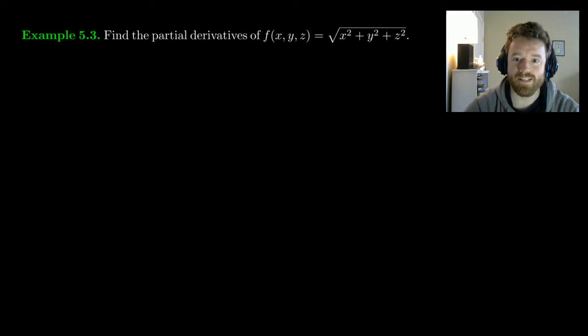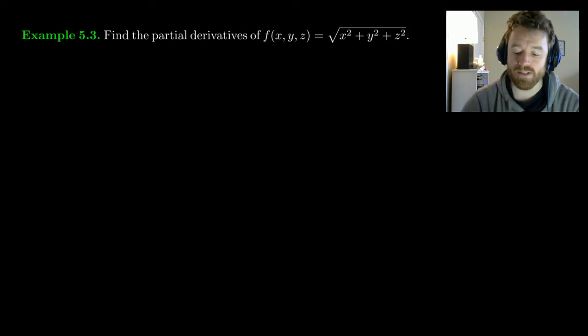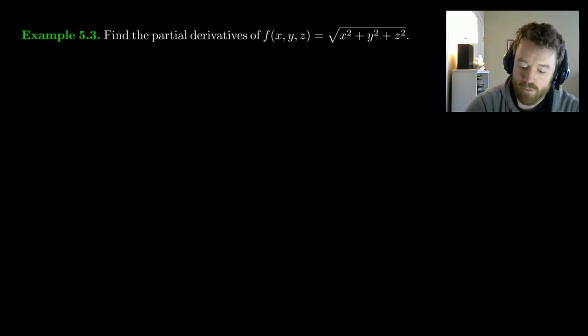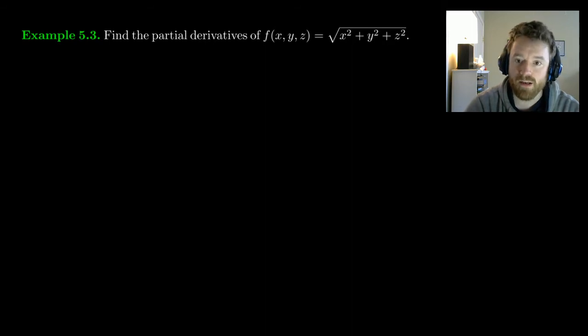Okay, let's do one more example of partial derivatives, although we'll be using these throughout the discussion. Let's find partial derivatives of f of x, y, z equals the square root of x squared plus y squared plus z squared. Now, the definition I gave you of partial derivatives only had two variables in it, but as long as I have a multivariable function, I can always find partials.